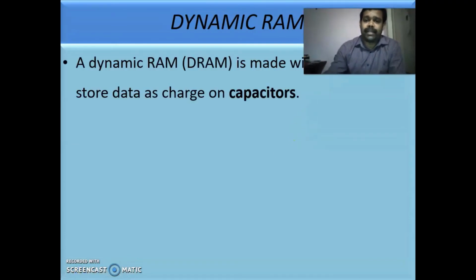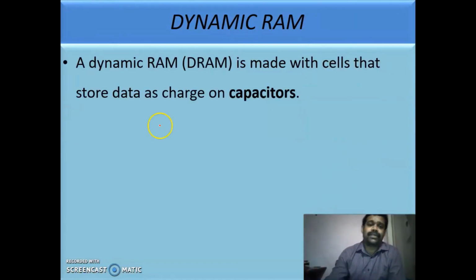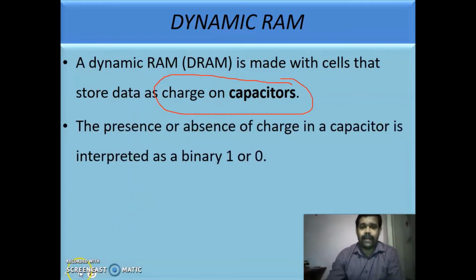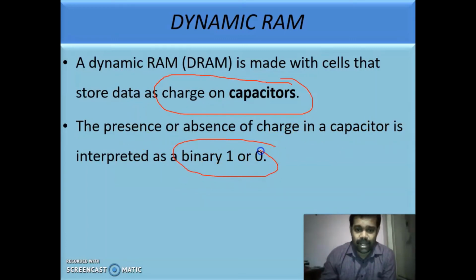Dynamic RAM is made with cells that store data as charge on capacitors. So in dynamic RAM, the data is stored as charge on capacitors. The presence or absence of charge in a capacitor is interpreted as binary 1 and binary 0. If there is charge, then it is 1. If there is no charge, it is 0.